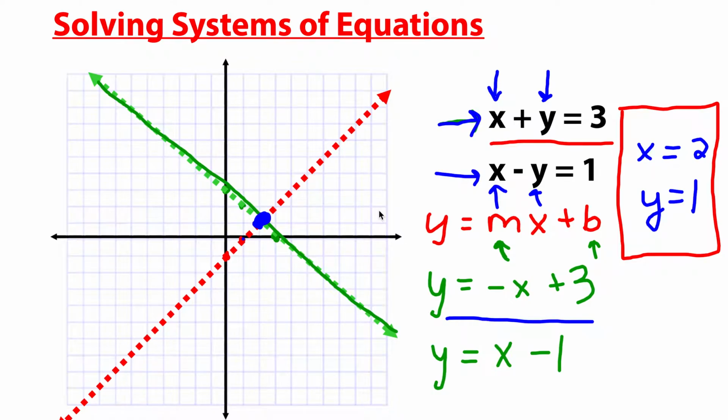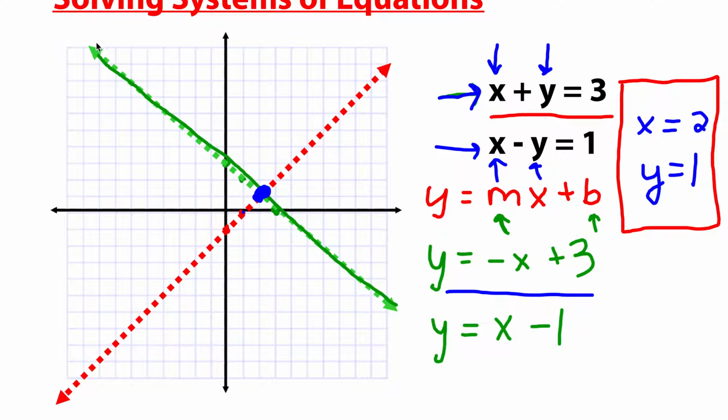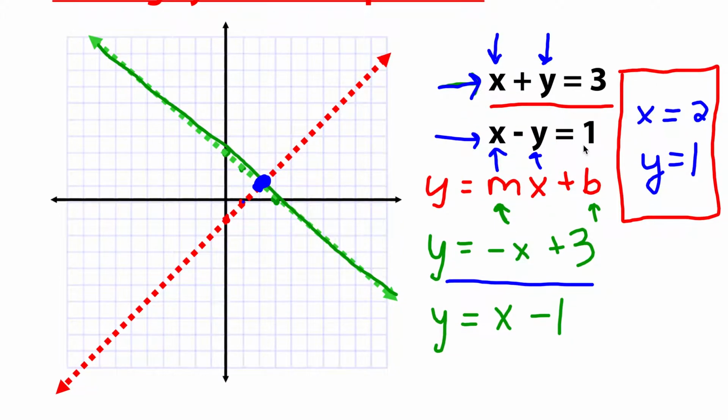So hopefully you have an idea of what solving systems of equations means now, and you have both a visual representation of it, in other words, that it's really this point right here where these two lines meet, and then just the literal interpretation of it being that we have two equations and there's only one exact set of values that will make both of these equations true.